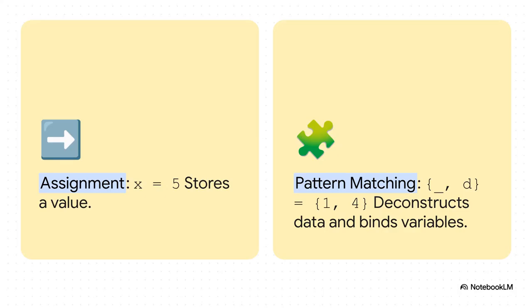On the left, that's just plain old assignment. x = 5. But on the right, that's pattern matching. When we match {_, denominator} against the tuple {1, 4}, we're doing a couple of things at once. The underscore is basically the "I don't care" variable. It just ignores the first element. And the variable denominator gets automatically assigned the value of the second element, which is 4. See? We're taking the data apart as we match it.